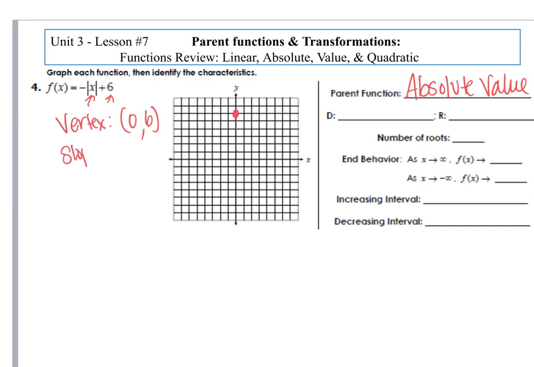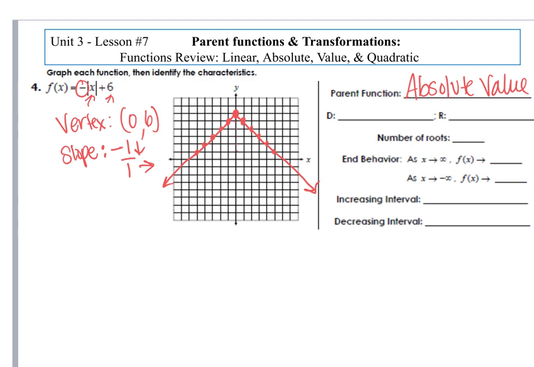What is my slope? My rise over my run. That's the value in front of the bars. I have a negative sign, which means negative 1 over 1. We are going down 1, right 1 from this point. So down 1, right 1. We would go down 1, left 1, mirroring that on the left side. And let's connect our points. We got our nice V here.